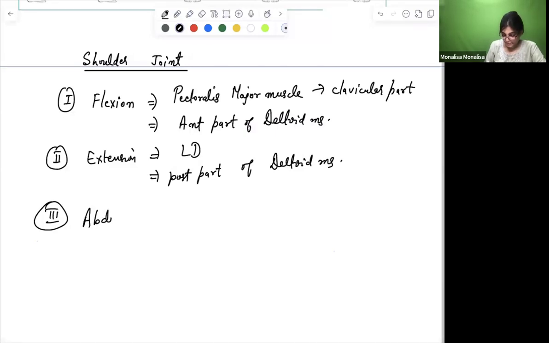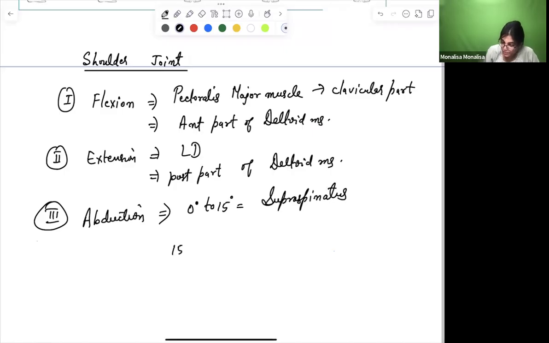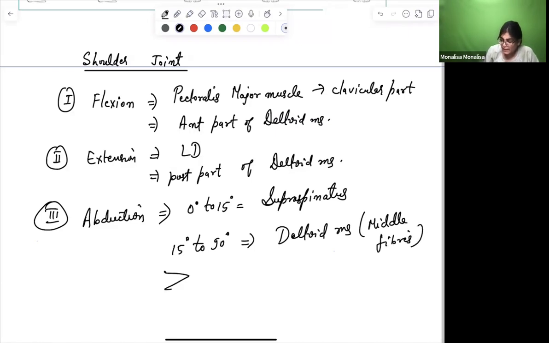Abduction of the shoulder joint. Abduction from 0 to 15 degrees is done by the supraspinatus muscle. From 15 degrees to 90 degrees, abduction is done by the middle fibers of the deltoid muscle. And greater than 90 degrees, overhead abduction is done by the trapezius and serratus anterior muscle.